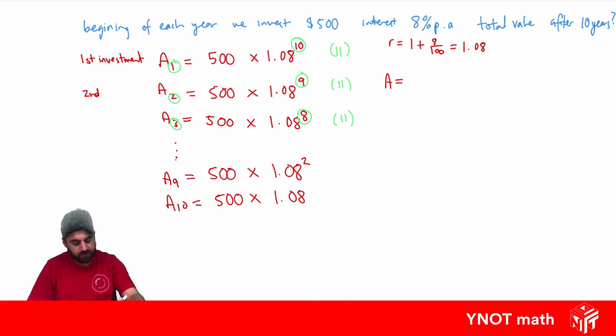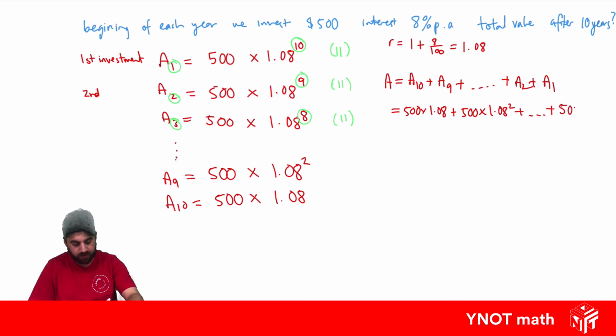And to work out our total amount of money in the account, we just have to add up all our investments. And we're actually going to add them up backwards. So A10 plus A9 plus all the way to A2 plus A1. So we end up getting 500 times 1.08 plus 500 times 1.08 squared, all the way up to our A1, which is 500 times 1.08 to the power of 10.